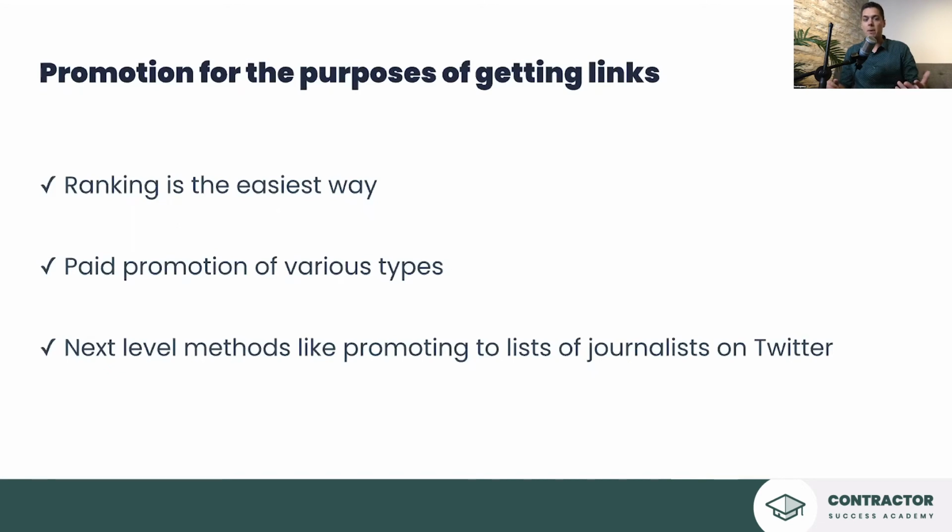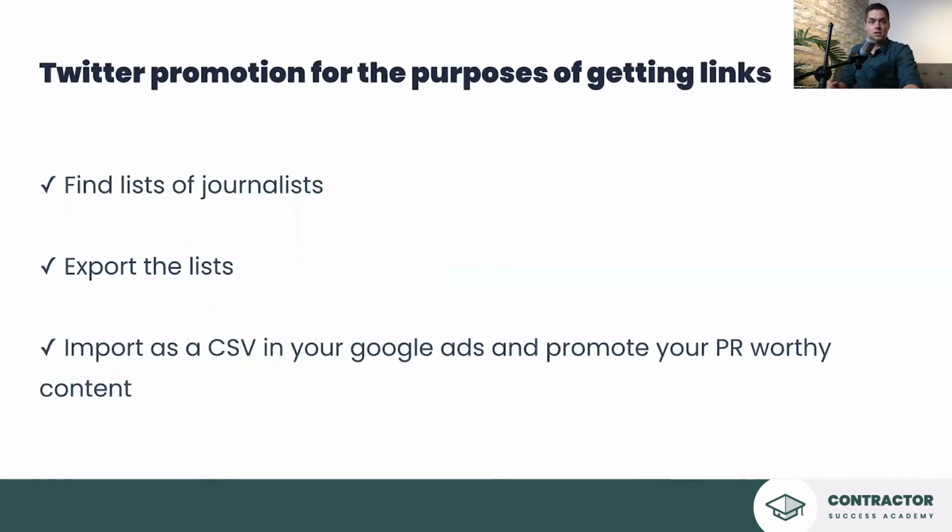We're also going to be talking about paid promotion of various types. And then this is a crazy next level one, which is promoting to lists of journalists on Twitter. So Twitter for promotion, for the purposes of getting links, you can find lists of journalists. People curate different Twitter lists. You can find them, export the lists, and import as a CSV. And actually, I meant to say Twitter ads here. Excuse me. Import as a CSV in your Twitter ads to promote your PR-worthy content.